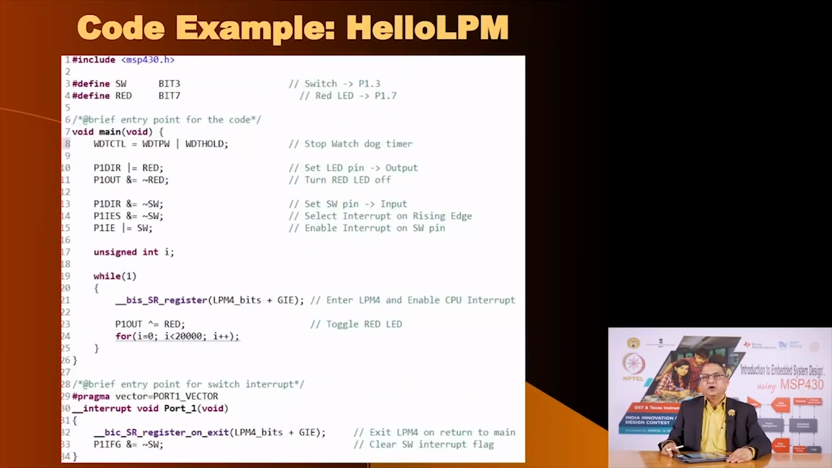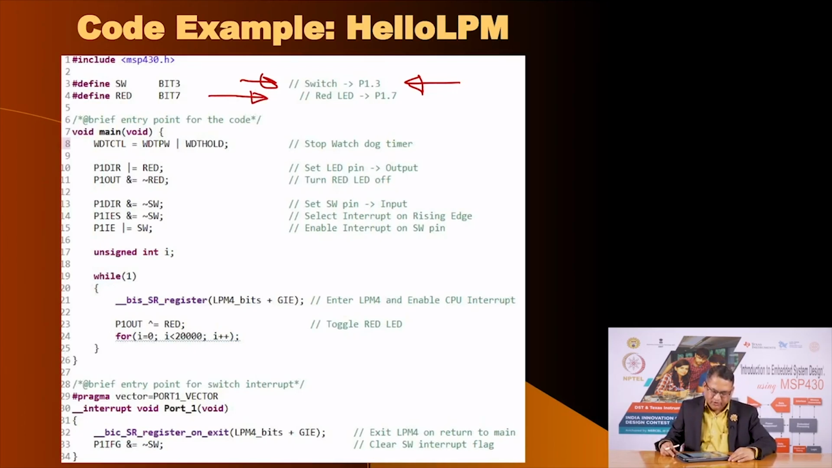Here is a code example where we are using the peripherals on the lunchbox. We are not doing anything else. We do not want you to connect anything other than the lunchbox to any other connection on the breadboard. Whatever is available on the lunchbox is suitable. We have one switch which, as you know, is connected to port 1 bit 3, and we have an LED connected to port 1 bit 7.